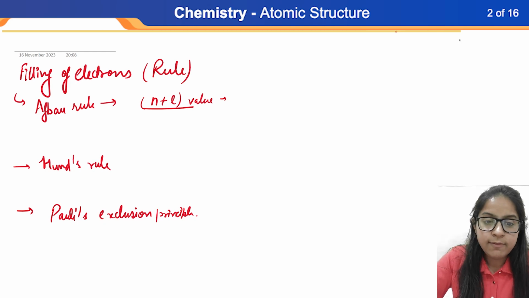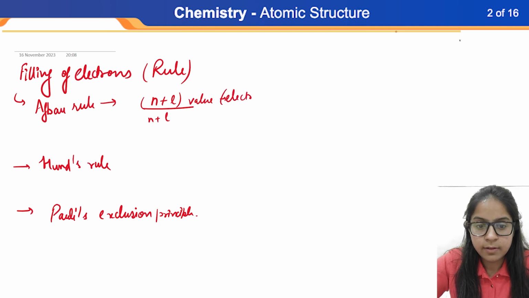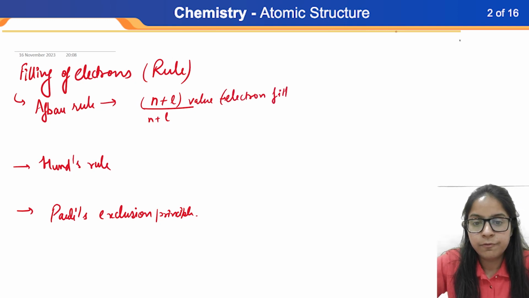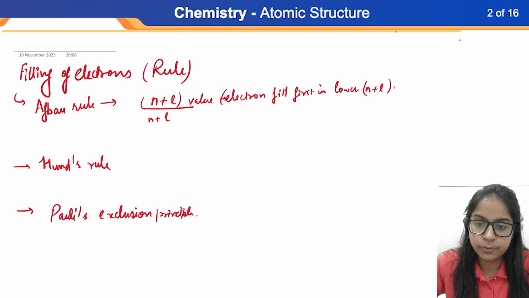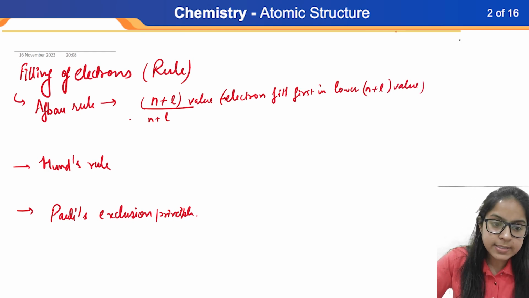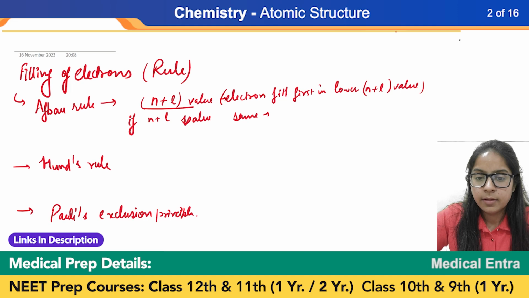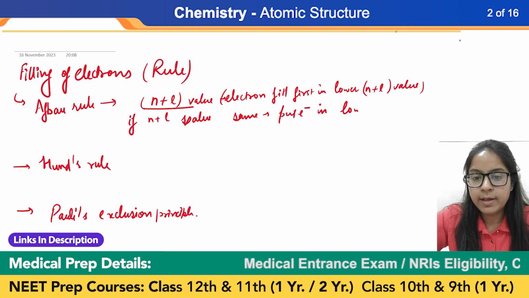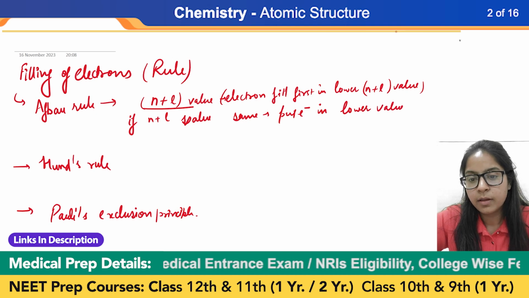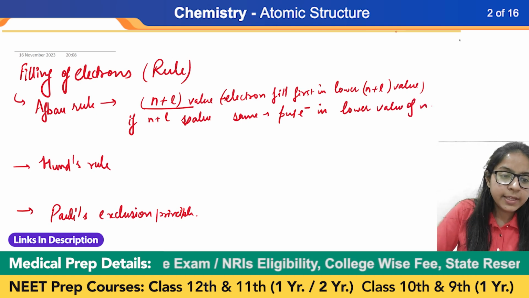If the n plus L value is the same, then electrons fill first in the orbital with the lower value of n. Let me give an example.